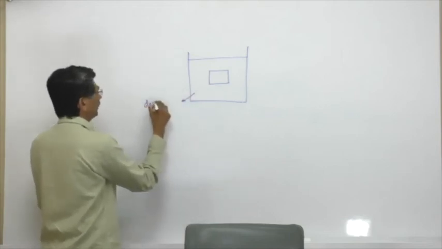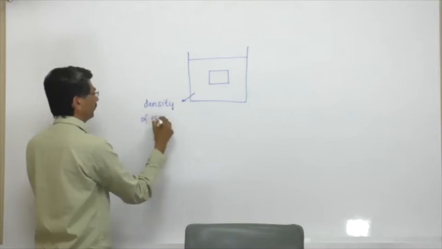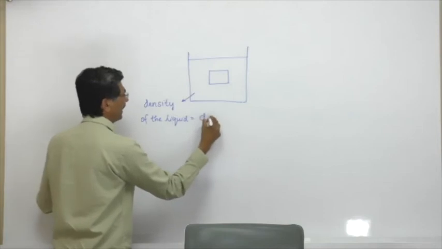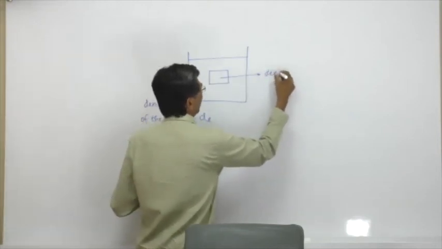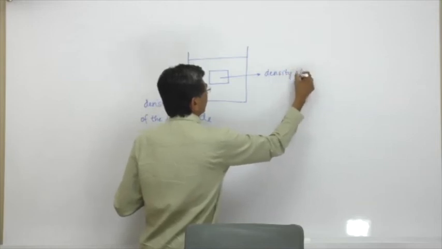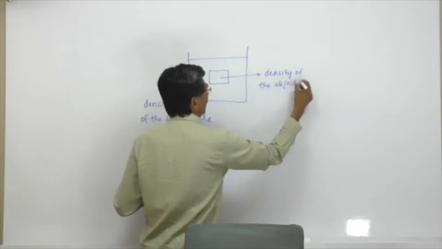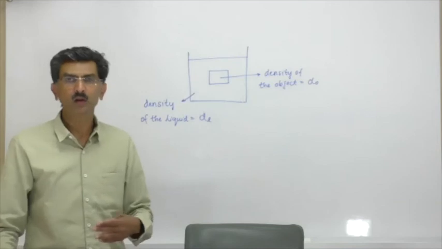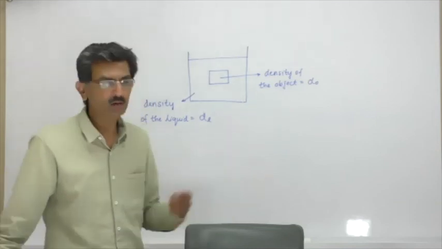Let us call the density of the liquid as dl, and let us call density of the object as dO. Of course, these are two different materials. The object has a certain density and the liquid has a certain other density.